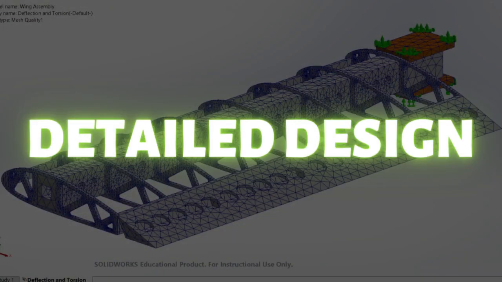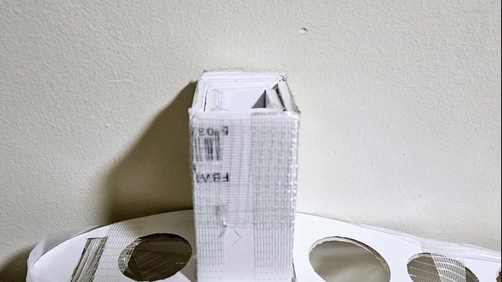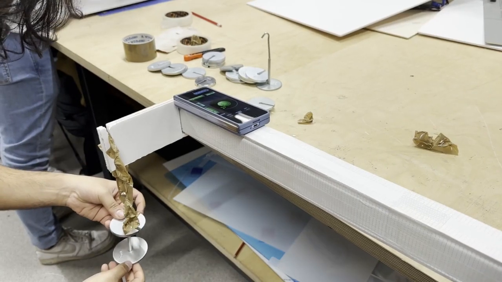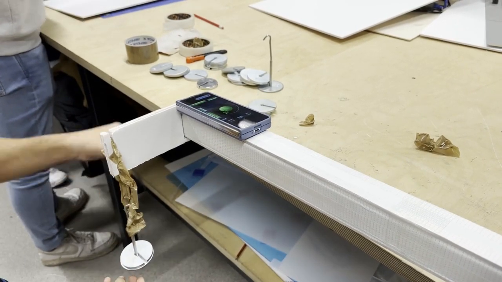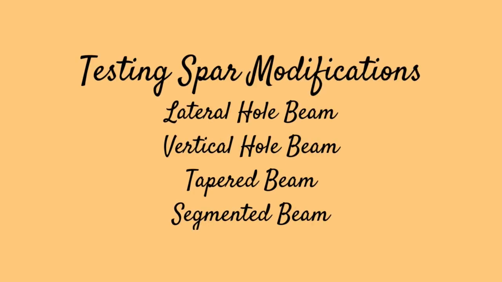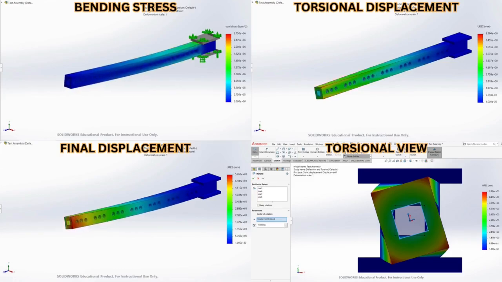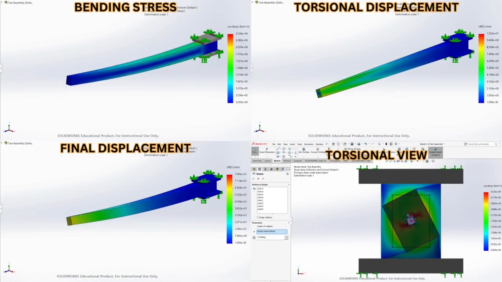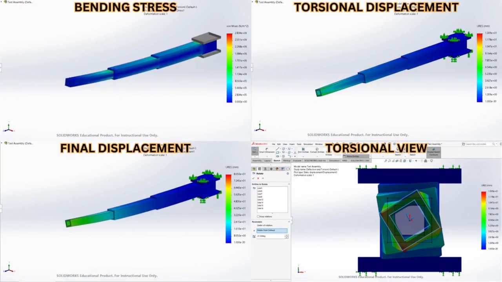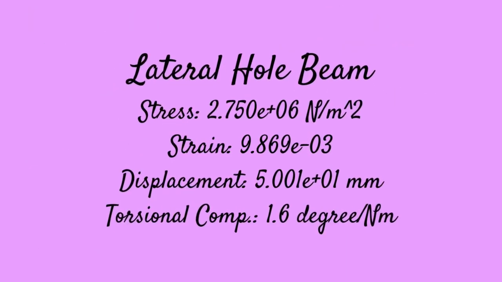Next, we focus on manufacturing technique and build our final spar by folding the foam board with a roller, gluing it together and applying tape to strengthen the spar and improve its deflection and torsion. We then focus on reducing the weight of the spar by simulating it in SolidWorks and comparing the vertical hole beam, lateral beams, tapered beams, and segmental beams, where the lateral hole beam gives the best results.